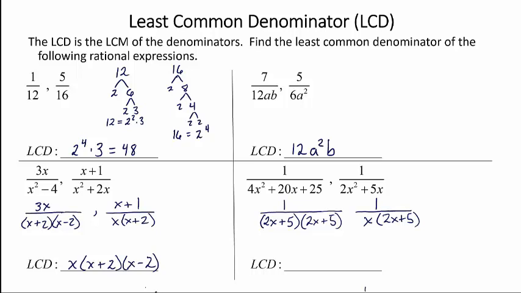So I have the factor of x, and I also have 2x plus 5, but it appears twice in the first fraction, so I have to include it twice in the LCD. I have to include it the highest number of times that it appears in any given denominator. It appears twice in the first fraction, but only once in the second fraction, so I include it twice in the LCD. Okay, hopefully this will become a little bit clearer as we go on and do some more examples.